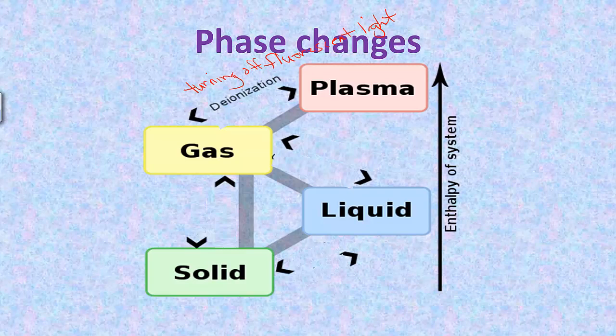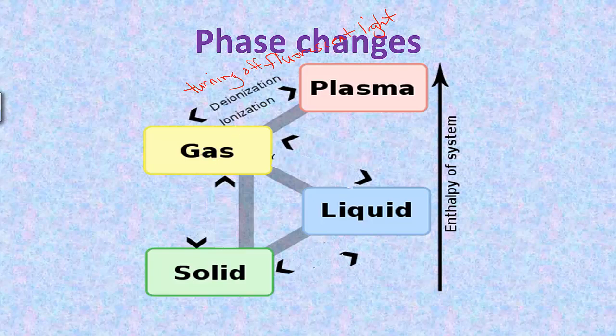Because in the fluorescent light there's a gas, and when you turn it on, that electrical energy goes to turning it into an ion, and it turns into a plasma, which is what you see. Going from a gas to a plasma is ionization, and that's like turning on a fluorescent light.